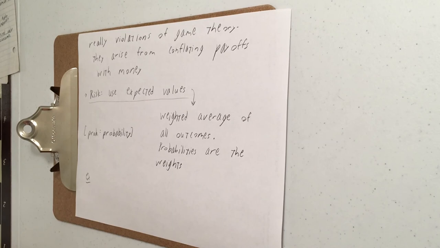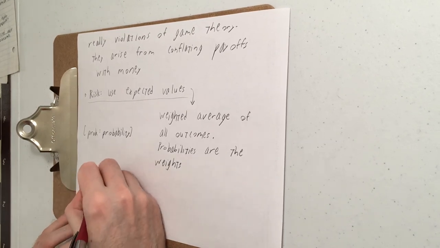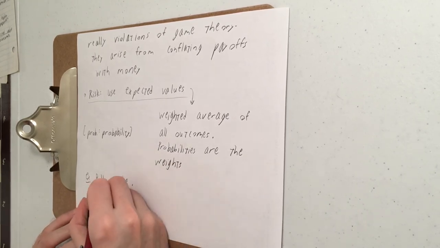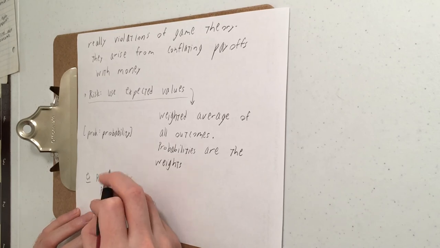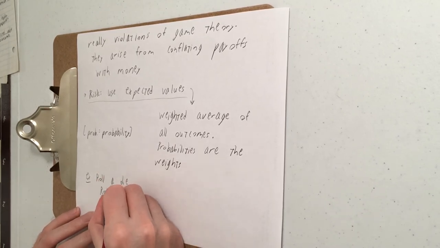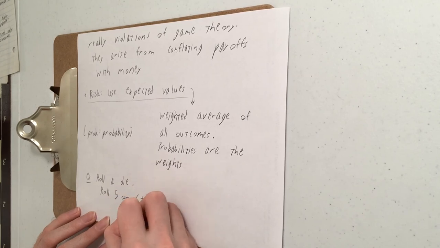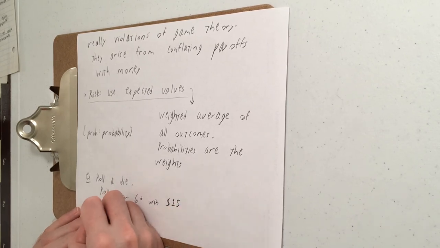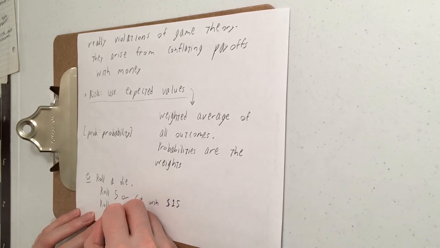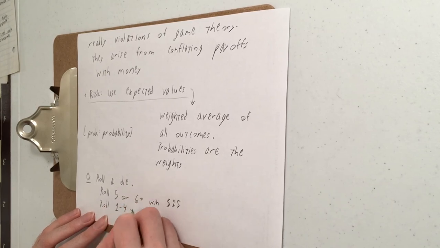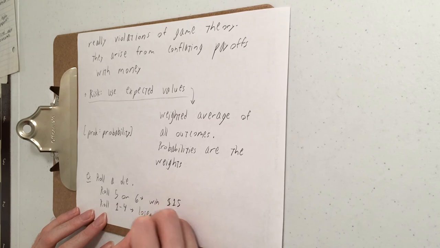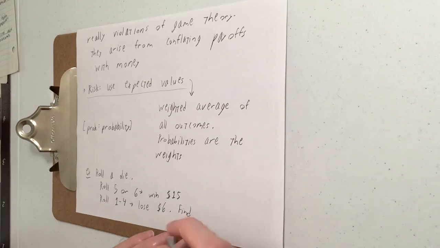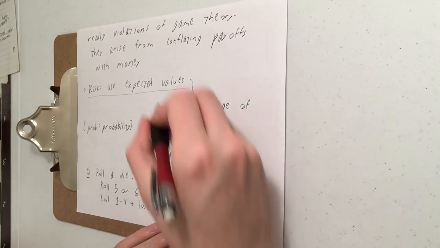So, for example, let's say you are rolling a die. And if you roll a 5 or a 6, you're going to win $15. And if you roll a 1, a 2, a 3 or a 4, in that case you're going to lose $6. We're going to find the expected value.